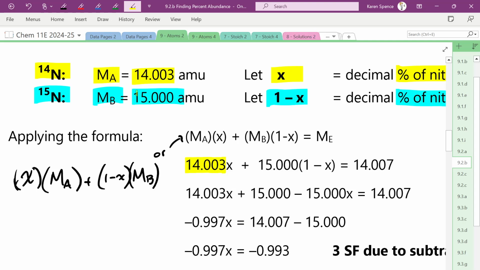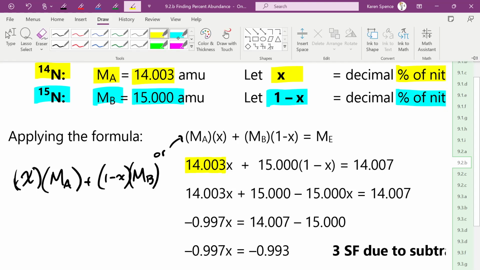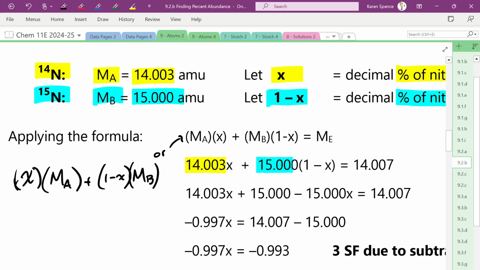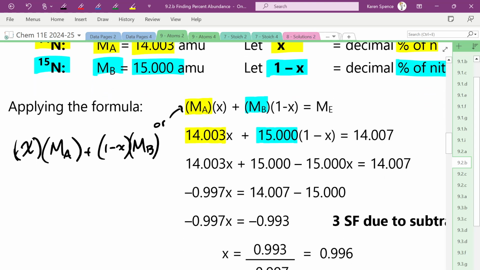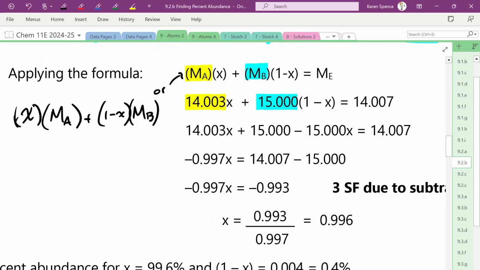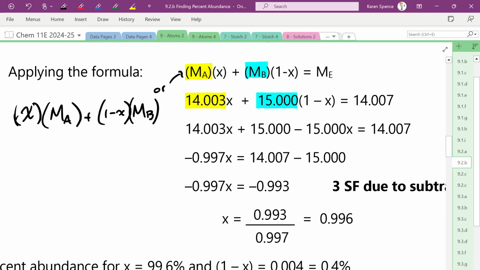We have our mass of B, which is 15.00, and that's 1 minus X. And then you just do some algebra. X is equal to 0.996. Make sure you can chug through the algebra when you do the examples, okay?